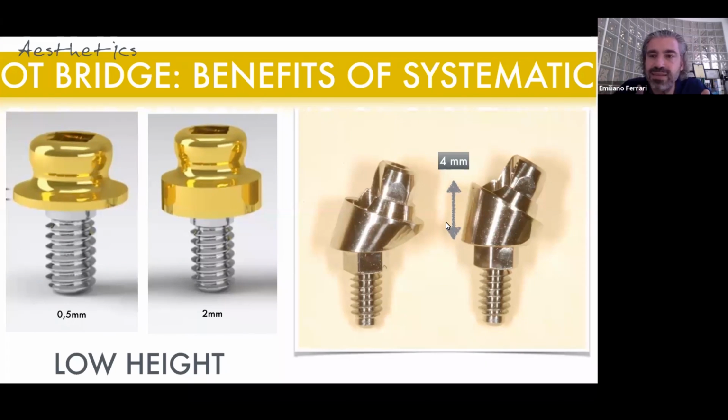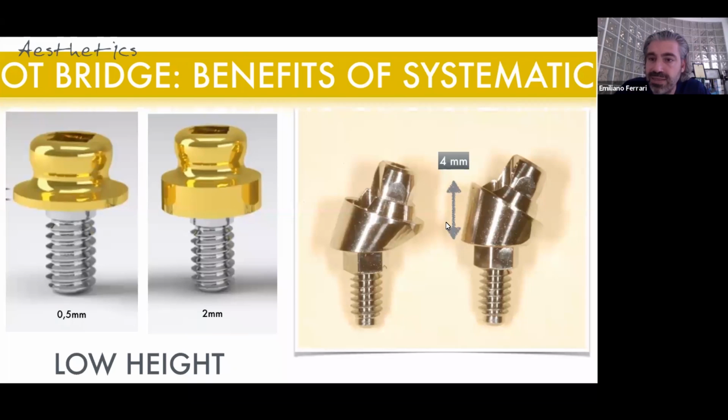So as you can understand, if you have some divergent implants in the aesthetic zone, maybe because of the direction of the bone, and you have to use an angulated multi-unit abutment, you have a 4 millimeter portion of metal that, if you don't have enough gum, will be shown by the patient.